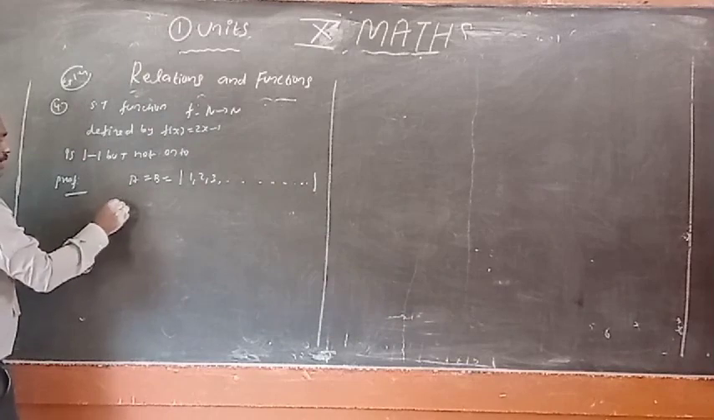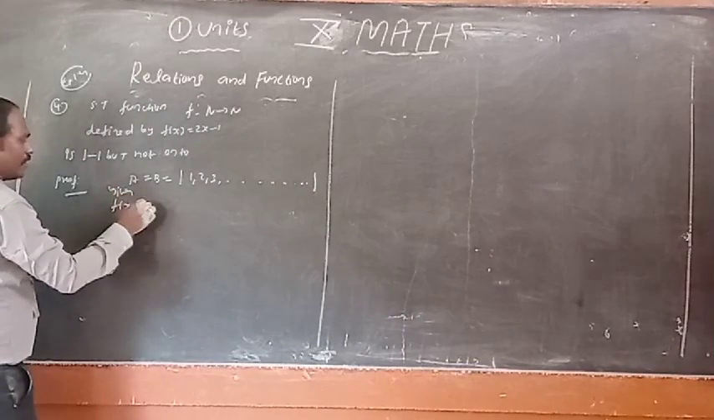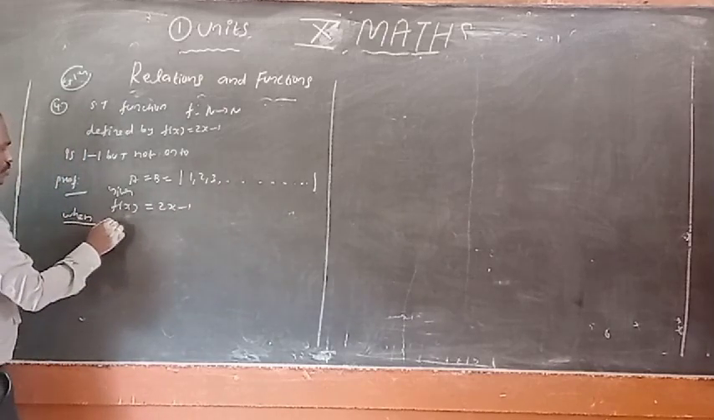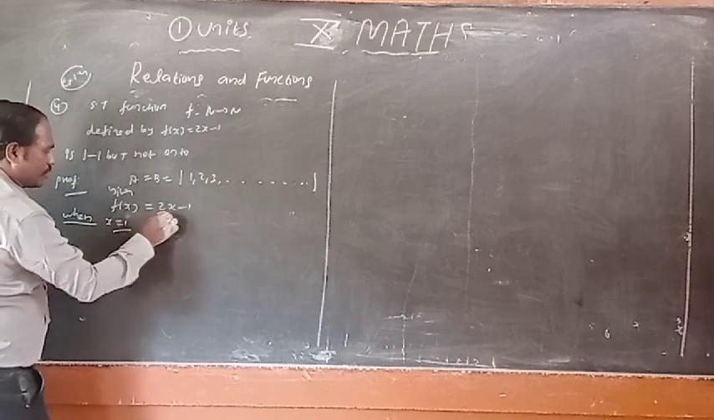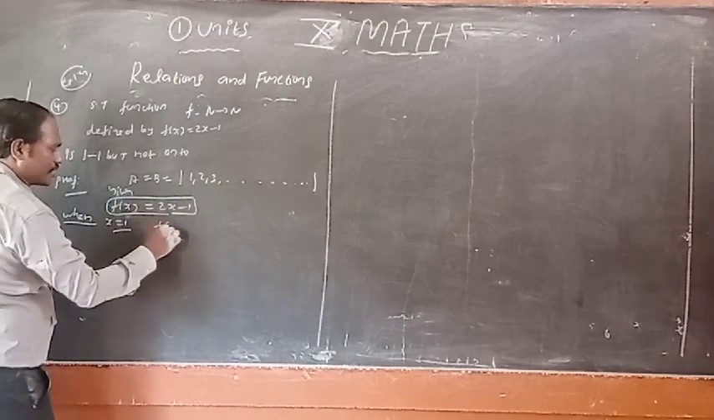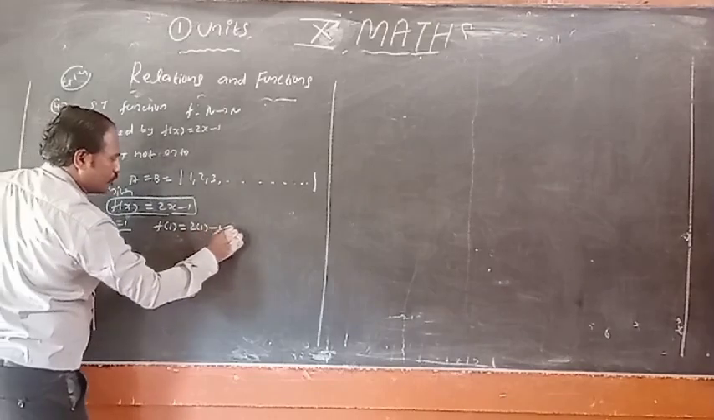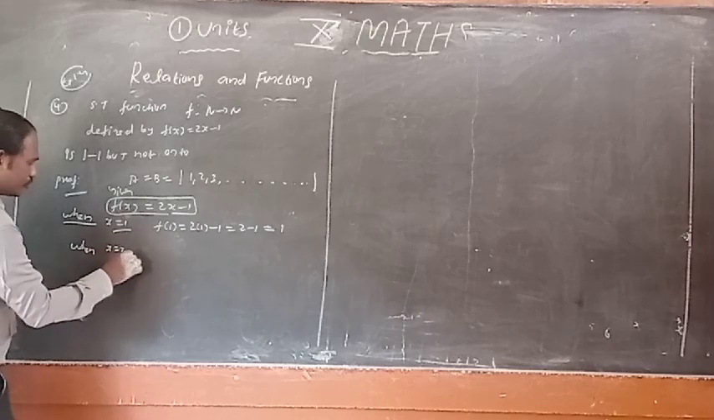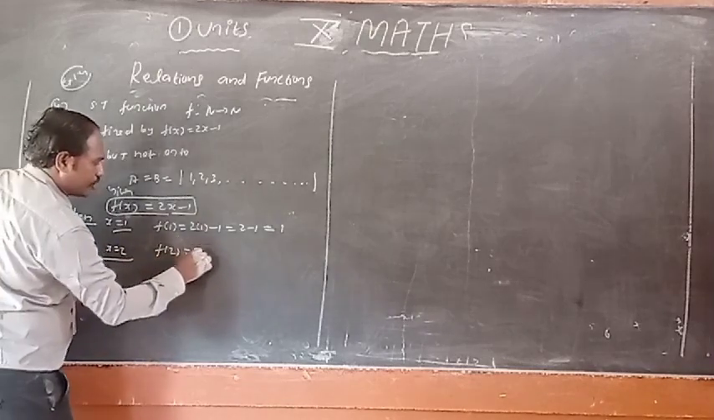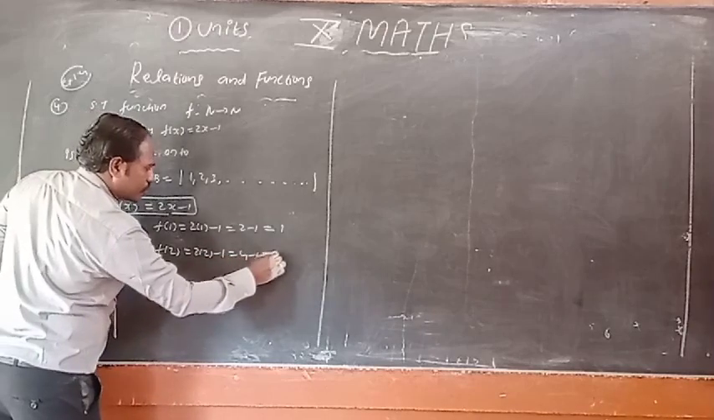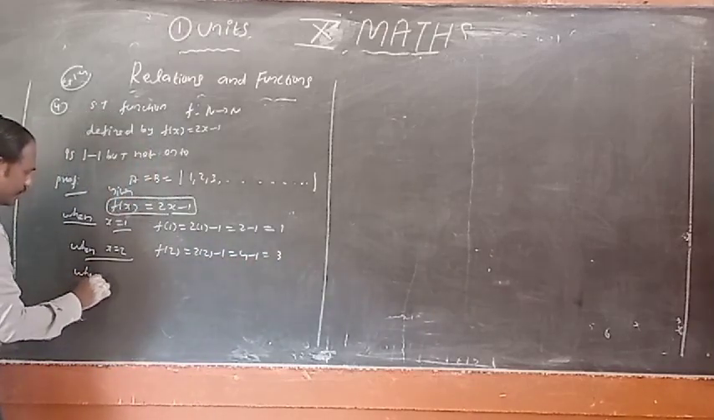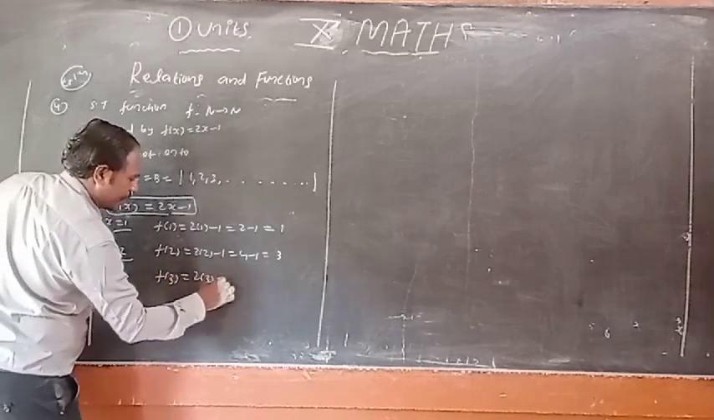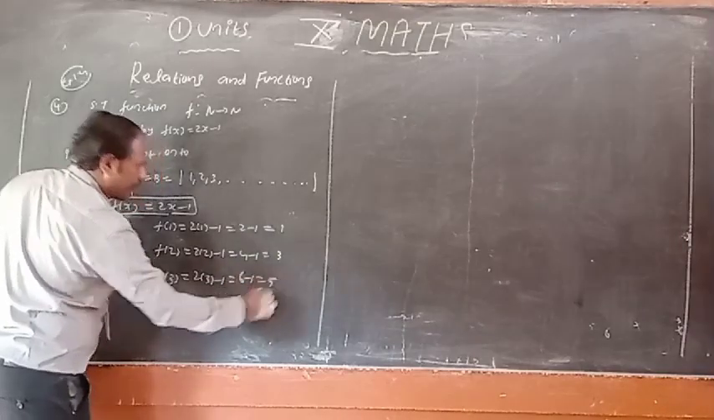One condition is given, according to the given data. f of x equal to 2x minus 1. From the natural numbers, the beginning number is 1. x equal to 1, substitute. f of x equal to 2x minus 1: 2 ones are 2, 2 minus 1 equal to 1. When x equal to 2, f of 2 equal to 2 into 2, 4 minus 1 means 3. When x equal to 3, substitute, f of 3 means 2 into 3 minus 1, 6 minus 1 means 5.